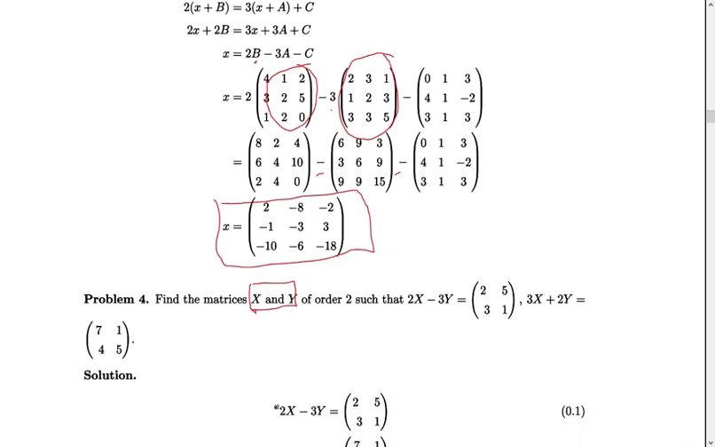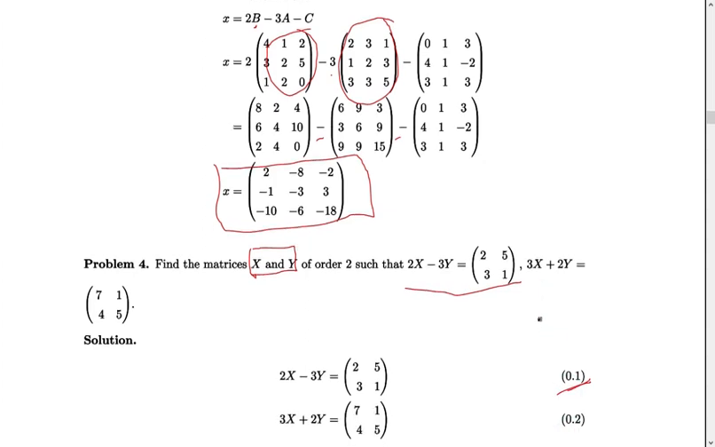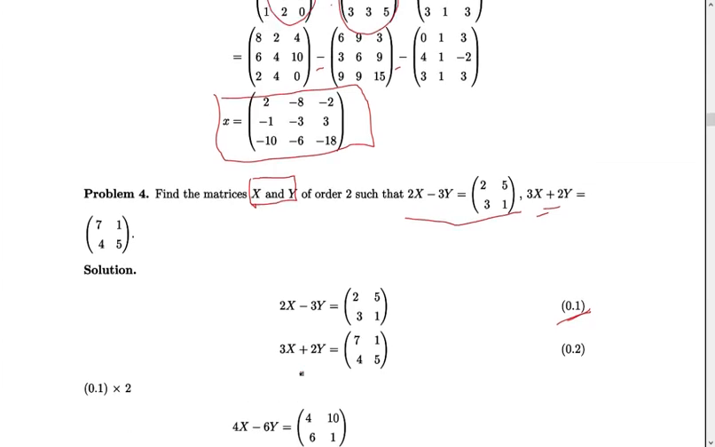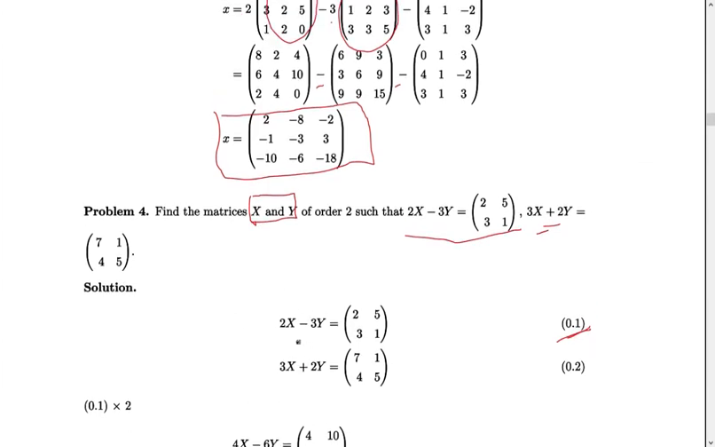The solution. The given relations are: 2X plus 3Y is equal to 2 5 3 1, this is equation number 1. Another equation, 3X plus 2Y is equal to the second matrix, this relation is the second equation. So we are going to find the values of X and Y. For that we have to eliminate one element. I am going to eliminate X here, for that I have to multiply this equation by 2. If I multiply this equation by 2, it comes 4X plus 6Y.